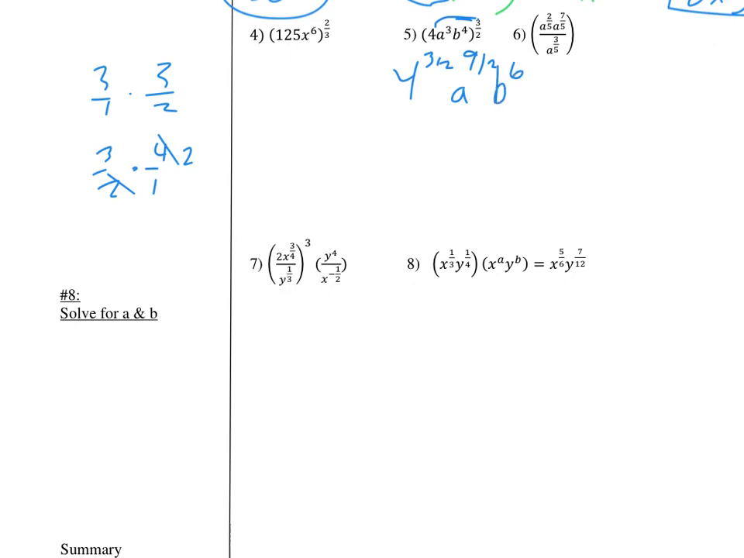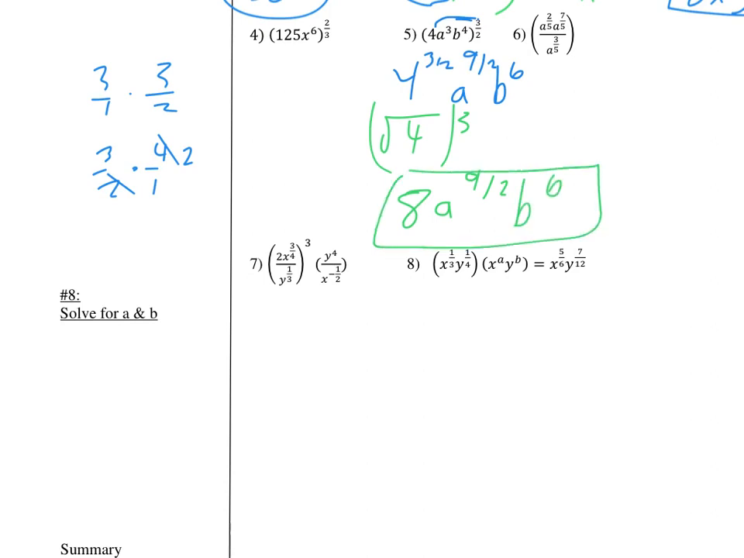All right, now I'm going to work with this number here. So it's the square root of 4 to the 3rd power. So that's 2 to the 3rd power, so that would be 8 times a to the 9/2 times b to the 6th. I'm going to leave my answer like that. If you were thinking, should we write this one as roots? I would say no in this case, because if you look at the original question, it was written as a fractional exponent. So I'm just going to leave it as a fractional exponent.